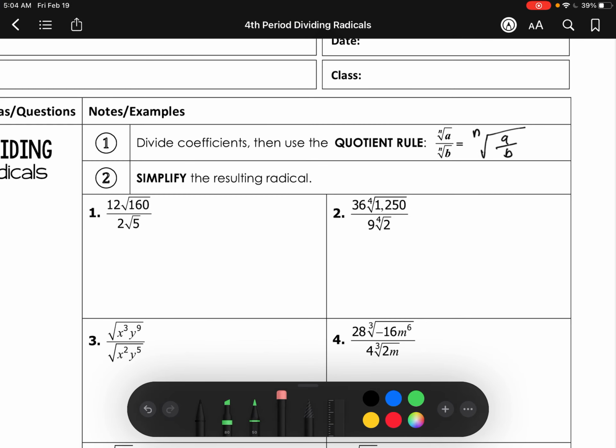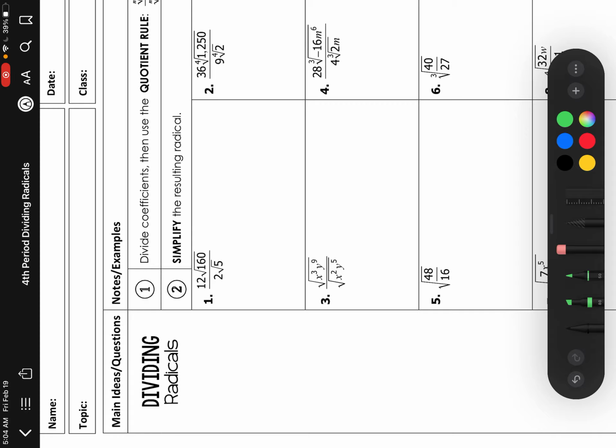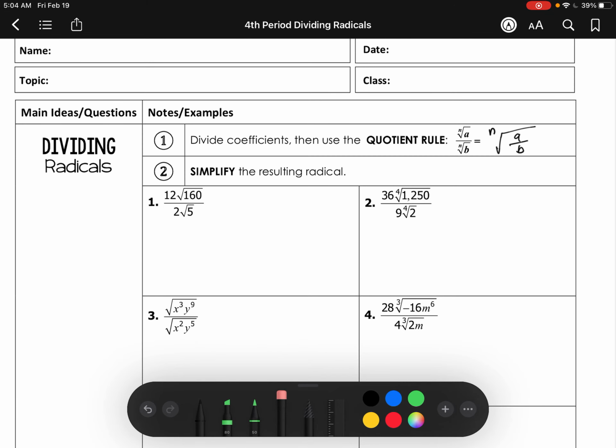All right, so I'm going to help you guys finish dividing radicals. Yesterday we talked about the quotient rule of radicals, and we talked about the steps in dividing radicals. You're going to first divide coefficients, then use the quotient rule, and then simplify the resulting radicals.